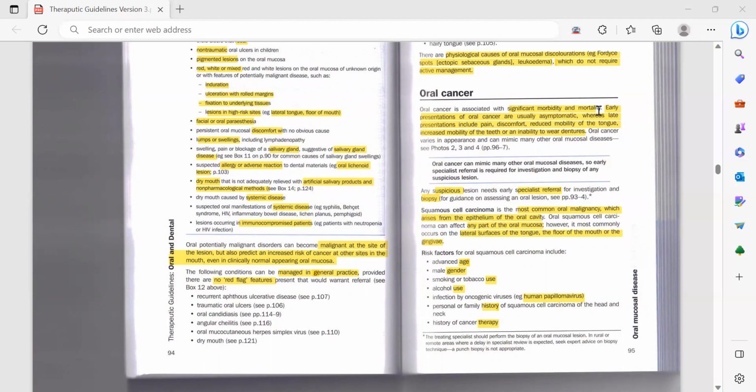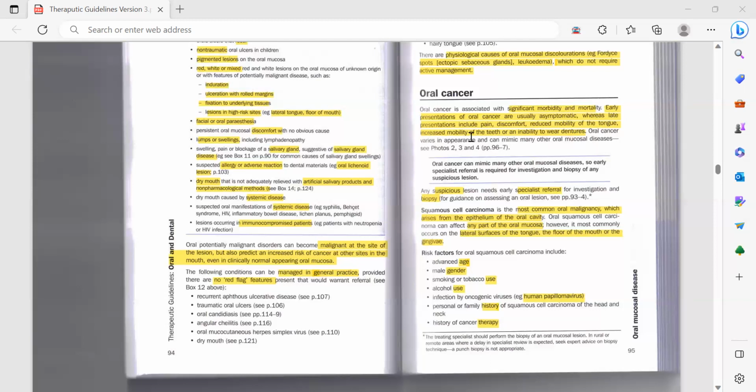But the late presentation would include pain, discomfort, or reduced mobility of the tongue, increased mobility of the teeth, or inability to wear a denture. If the patient complains that I cannot wear this denture, or every time you are doing the adjustments but still he is not happy, then you could be suspicious that there might be a cancer originating in that jaw or from that area.